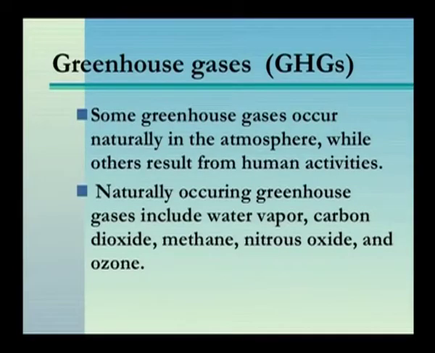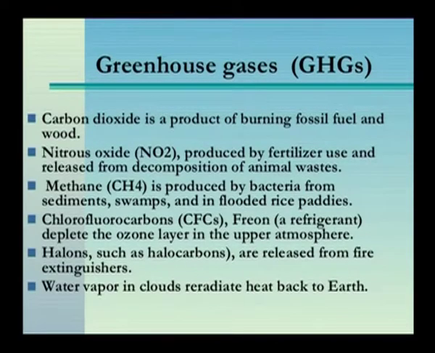Some greenhouse gases occur naturally in the atmosphere while others result from human activities. Naturally occurring greenhouse gases include water vapor, carbon dioxide, methane, nitrous oxide and ozone. Carbon dioxide is a product of burning fossil fuel as well as wood. Nitrous oxide, or NO2, is produced by fertilizer use and released from decomposition of animal waste. Methane, CH4, is produced by bacteria from sediments, swamps and in flooded rice paddies.